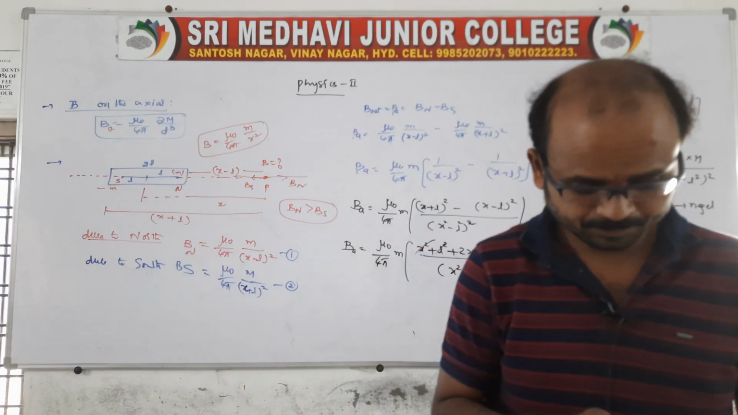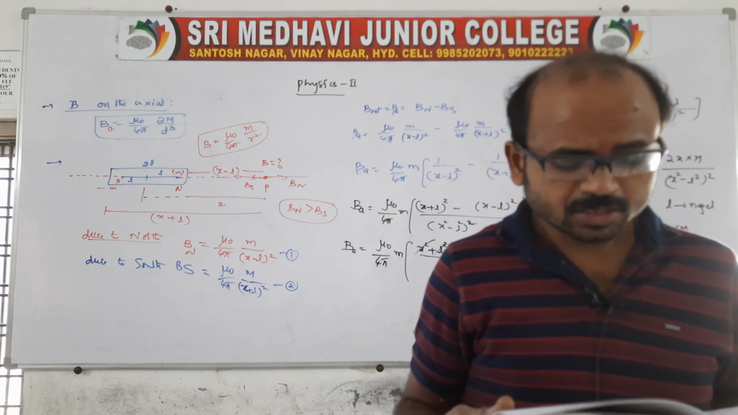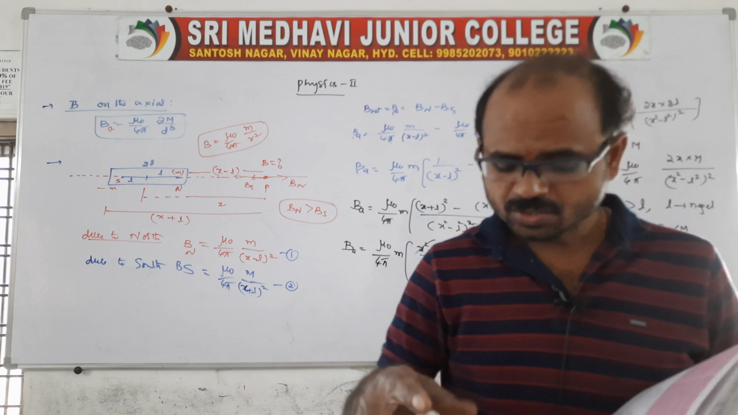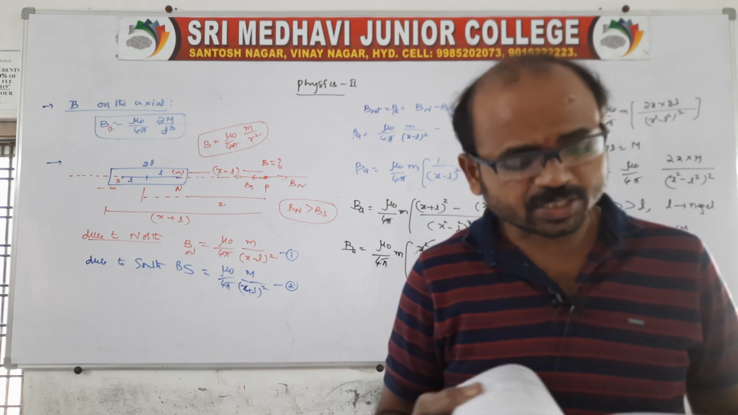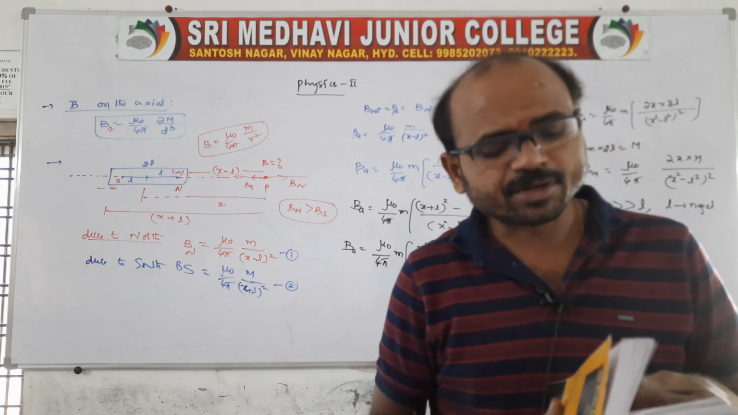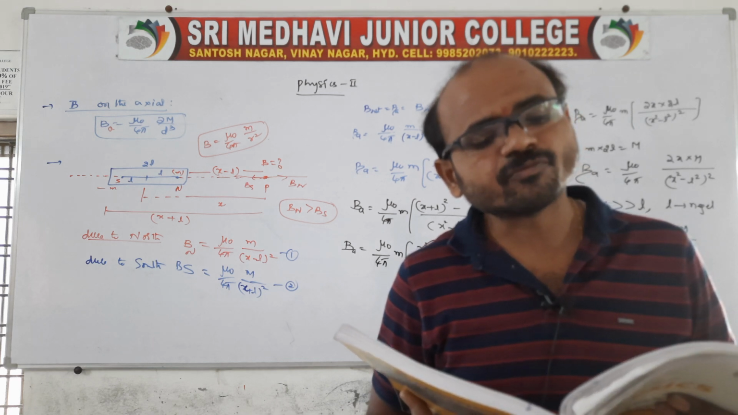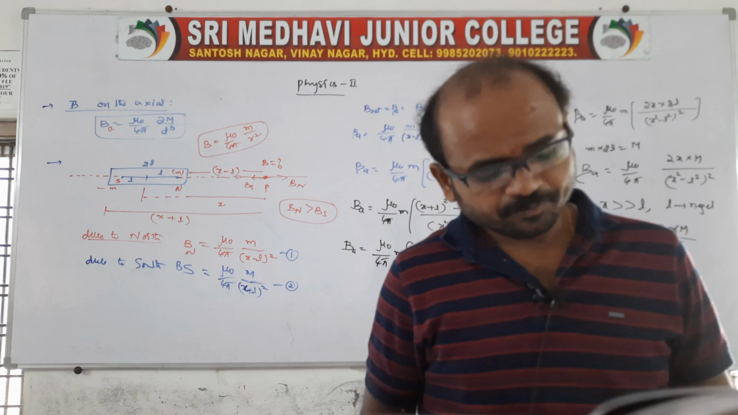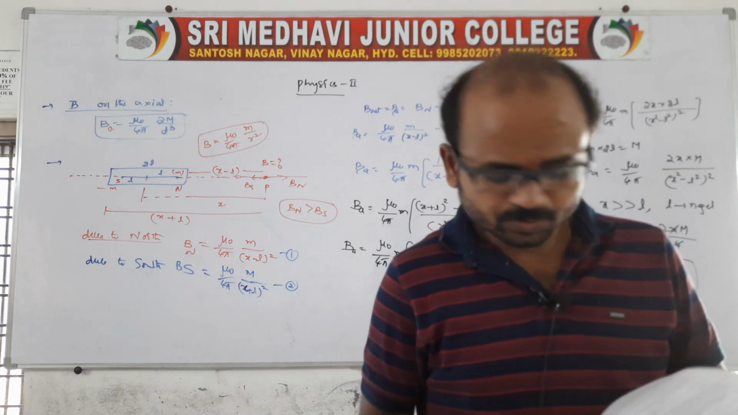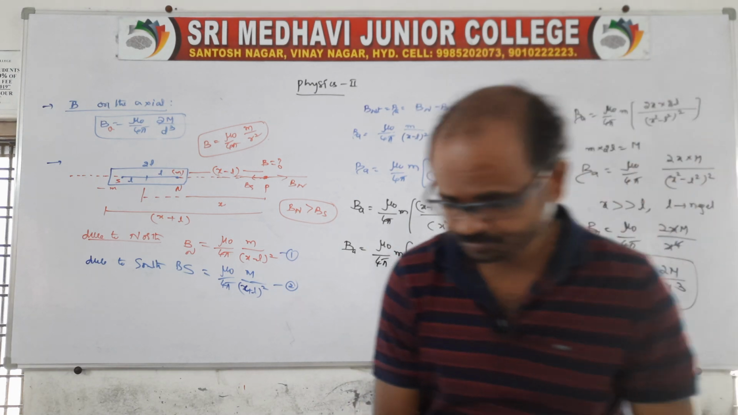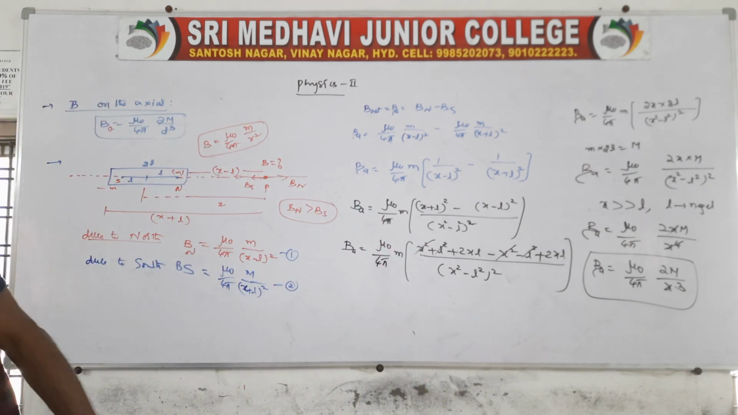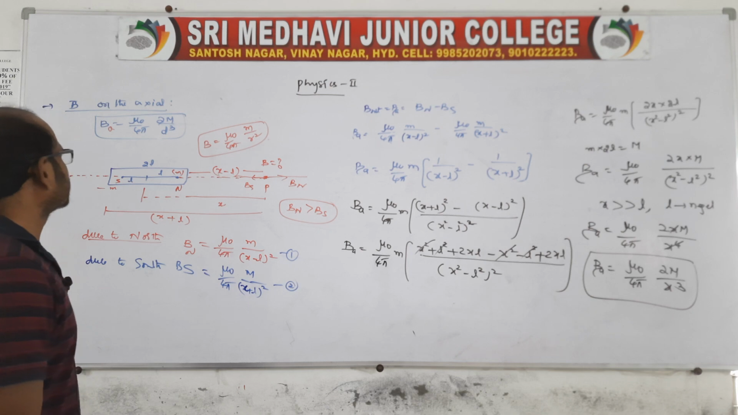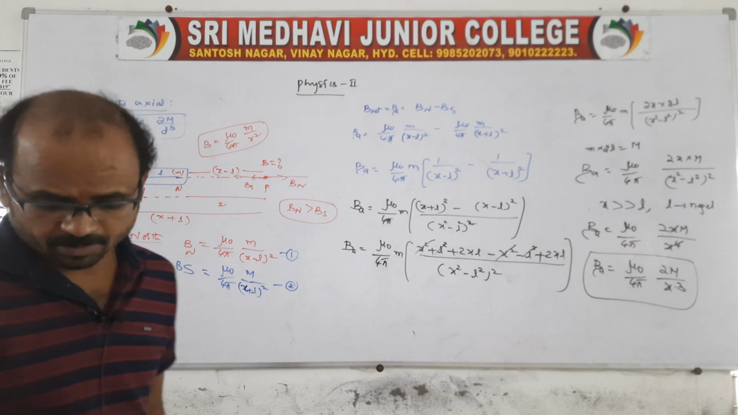Clear? So this one is over, and in the same way we have the equatorial line also. The equatorial plane also we need to get, so the magnetic field on the equatorial line we can get by using the same method. Coming to the point, this is related to the magnetic induction on the axial line by using a bar magnet.